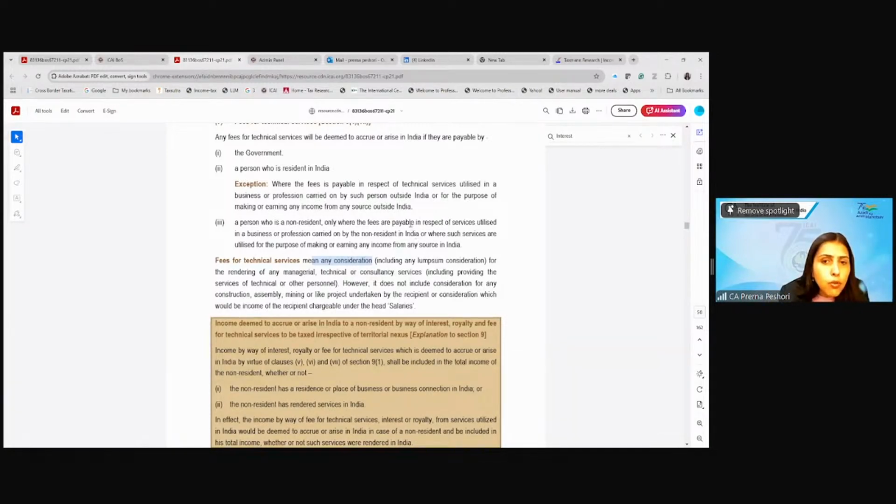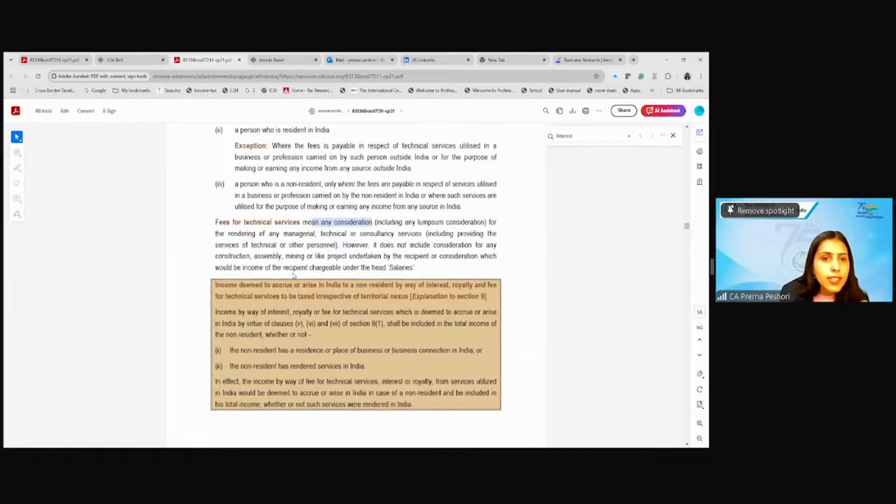However, it will not include consideration for any construction, assembly, mining or like project undertaken by the recipient, or consideration which is taxable under salary. So if you are into employment, that will not be FTS. It is like a difference between contract of service versus contract for services. If you are under the employment contract of service, then in that case it will be under salary. Where you are acting as an independent consultant, it will be FTS. Construction, assembly, mining will not be FTS.